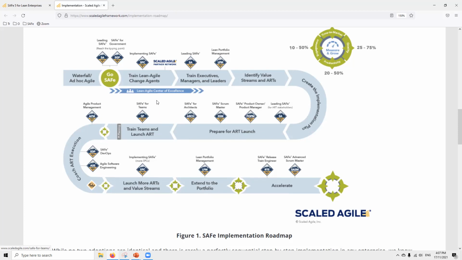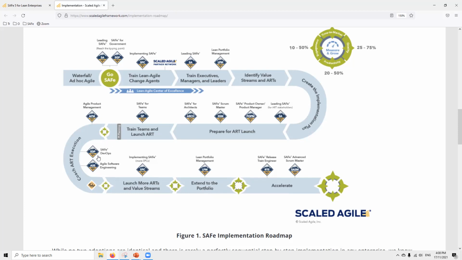There is also something called SAFe for Teams. Somebody was asking, what if my team does not have the maturity to be part of the ART? There is something called SAFe for Teams wherein we'll take you through how a team can start the iteration, which is planning the iteration, executing the iteration, and completing the iteration. How the team can do a PI planning, how the team can do estimation, how the team can do calculation of story points, capacity calculations, etc.